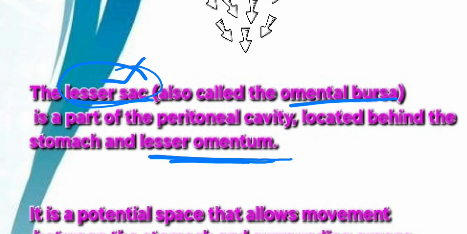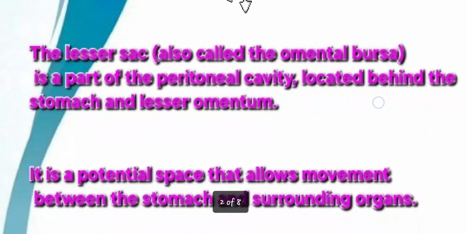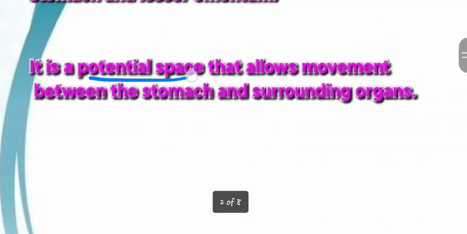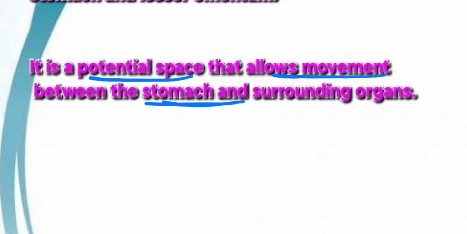The lesser sac is the part of the peritoneal cavity which is located behind the stomach. It is the potential space in the peritoneal cavity which allows the movement of the stomach and the surrounding organs. Normally the movement of the organs takes place due to inspiration and expiration. So the stomach also moves in this particular space.